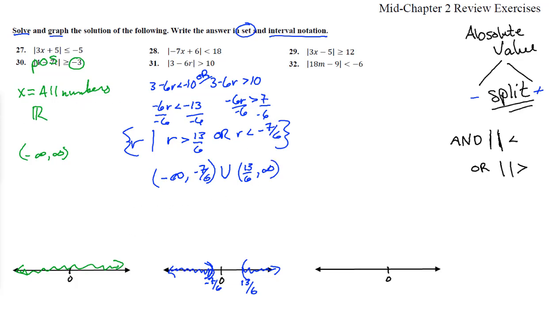Excellent. And the last one, number 32. We have the absolute value of 18m minus 9 is less than negative 6. We have a negative number over here, so something special is going on. Absolute value always comes out positive. Is positive ever less than negative 6? It is not. This is a no solution, and we don't need to do any work. And it will not have a graph. Alrighty, there you go.